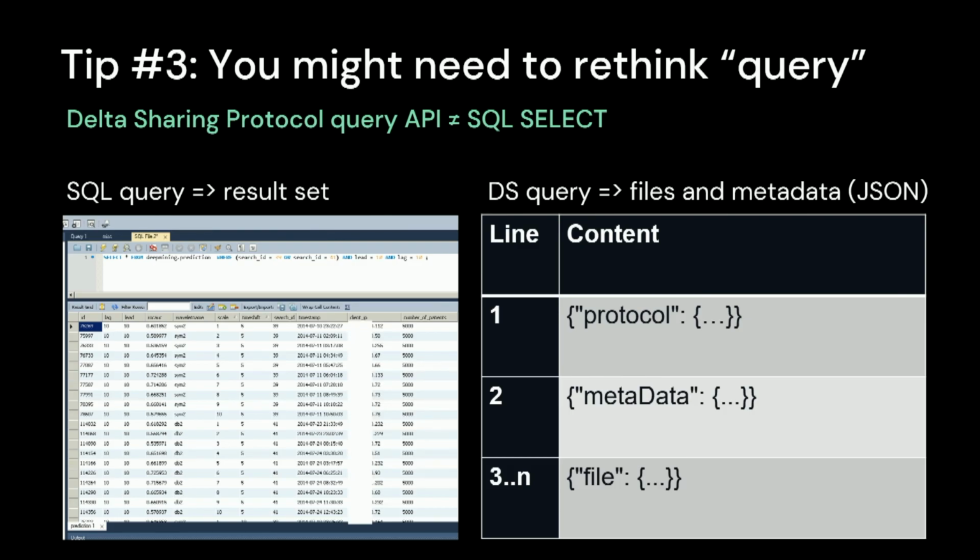So a query, in the Delta Sharing sense, isn't the result set. It's the mechanism from which you can begin deriving the result set. Okay.